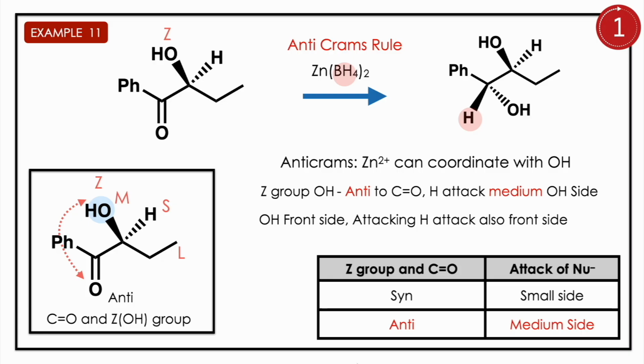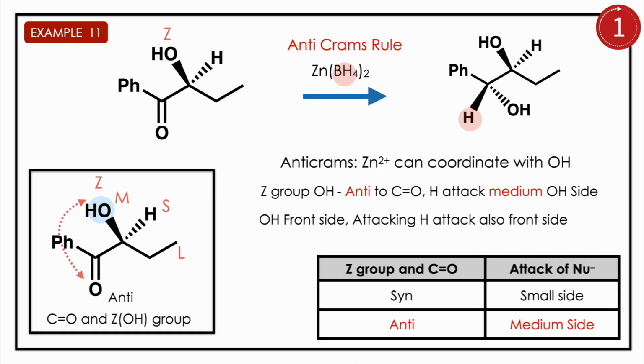Here you have a ketone. At the alpha position you have a chiral group. The chiral group contains OH which is a coordinating species. You are using zinc. So the chances are anti-Cram's rule. Here you have a ketone, at the alpha position you have OH. It is a coordinating group. You are using zinc borohydride. The attacking species is a nucleophile. So anti-Cram's rule. Here OH is the coordinating species.